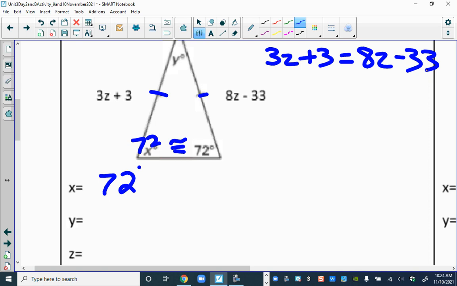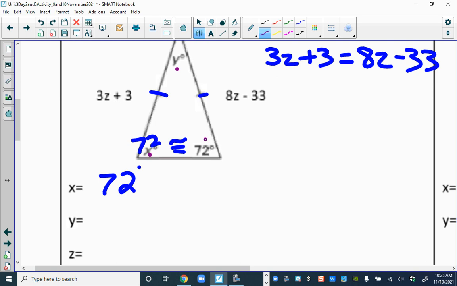Now, what's one other thing we know? If we have a triangle, we go to the x, the y, and the 72. So one other thing we know. What's the relationship between the x, the y, and the 72? Not equal. What's the relationship between the x, the y, and the 72? They all form a triangle. What's that?